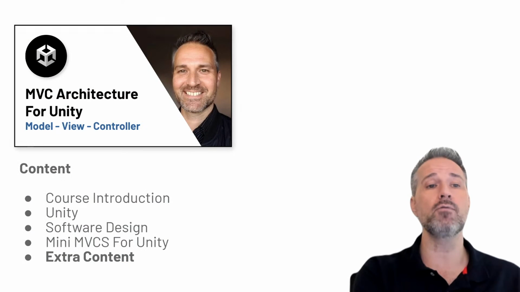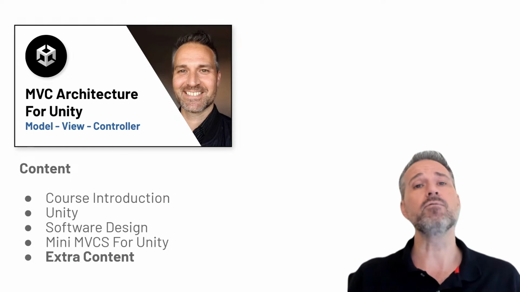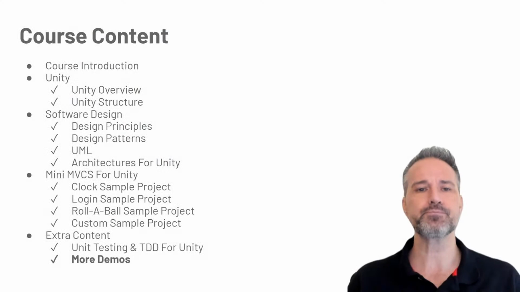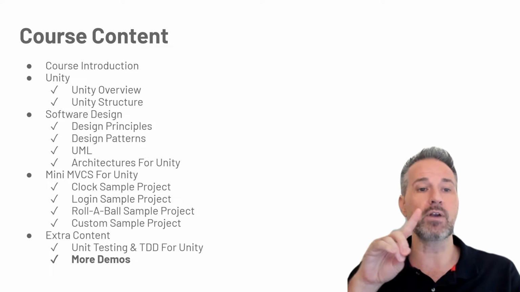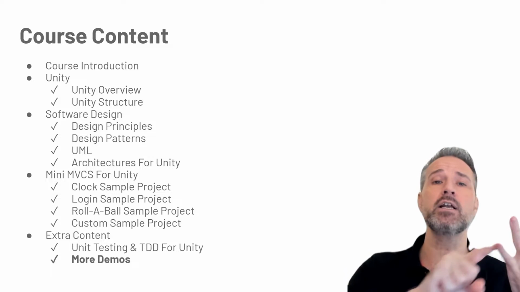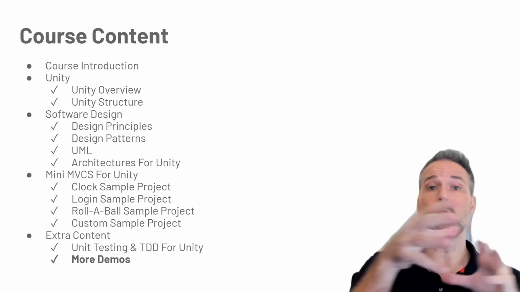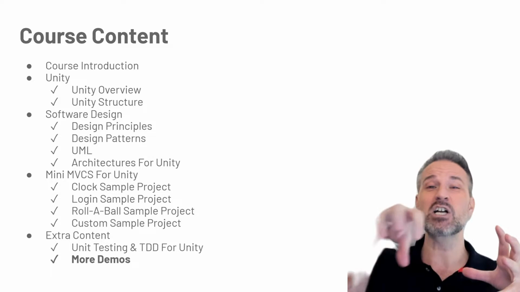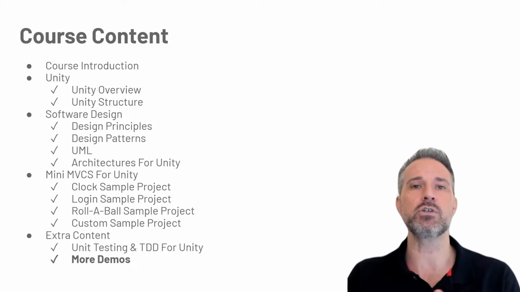So this is part of a course, which is the MVC architecture for Unity course. MVC stands for model, view, and controller. The high level content is here. Even deeper looking at the course content, we can see that we've got different sample projects. So the course goes over how to create a simple clock, how to create a login, how to have the roll a ball Unity demo where you have a ball moving with physics, collecting different cubes done with physics and scoring points. It's a classic Unity project.